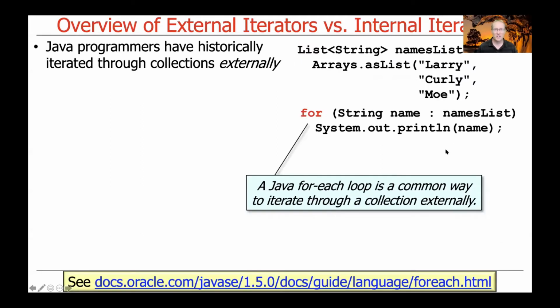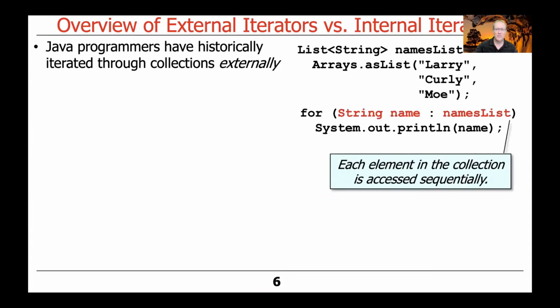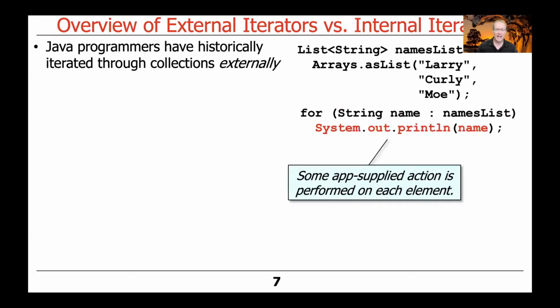So let's take a look at a very simple example. Here we've got a list of strings, which is an array list: Larry, Curly, and Mo. And we're going to use the for each loop to walk through every element in the collection externally. For each name in names list, we're going to do something to each of the elements. So for each name, we're going to print it. You can see how the for each loop is external to the collection, and you basically get each element back from the implicit iterator that's being used here for the for each loop, and then we take the result, each name, and we print it.